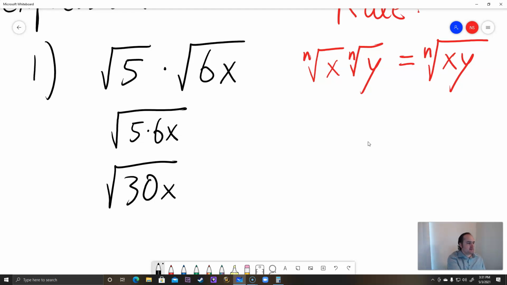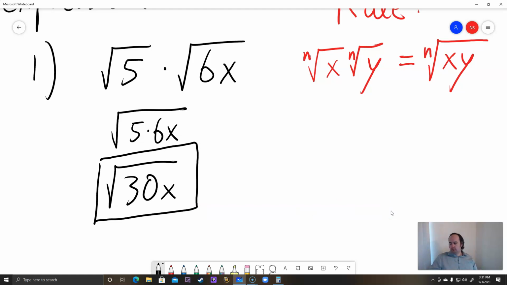And is there anything else we can do there to simplify it? Well, no, because if you look at the square root of 30, 30 is the same as 10 times 3. And you can't take the square root of 10 and you can't take the square root of 3. So root 30x is as simplified as it gets. So root 30x is actually our answer.